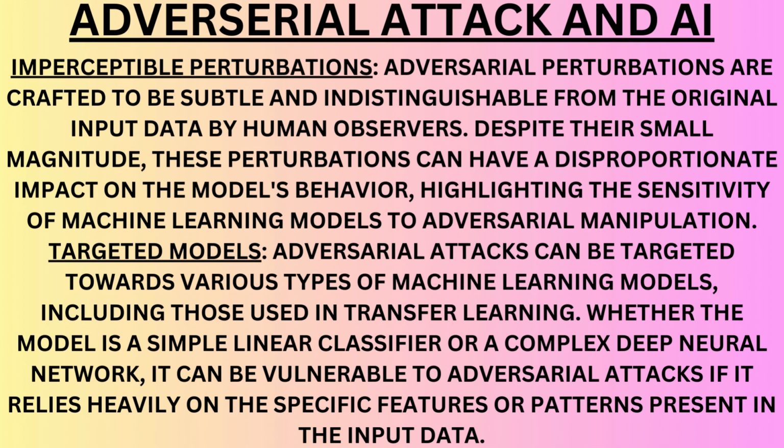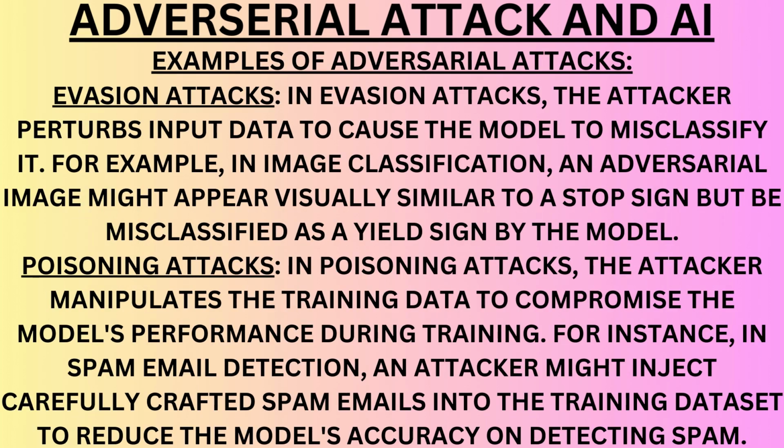whether the model is a simple linear classifier or a complex deep neural network. It can be vulnerable to adversarial attacks if it relies heavily on the specific features or patterns present in the input data. Examples of adversarial attacks. Evasion attack. In evasion attacks, the attacker perturbs input data to cause the model to misclassify it. For example, in image classification, an adversarial image might appear visually similar to a stop sign but be misclassified as a yield sign by the model.